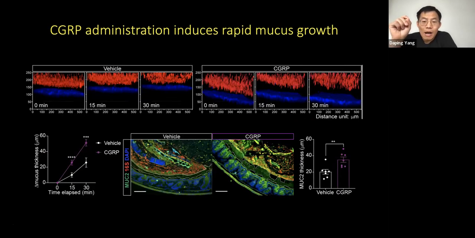Accompanying the goblet cell emptying, we found that CGRP treatment can induce rapid mucus growth, both ex vivo using the explant culture system and in vivo using the MUC2 and 16S co-staining.